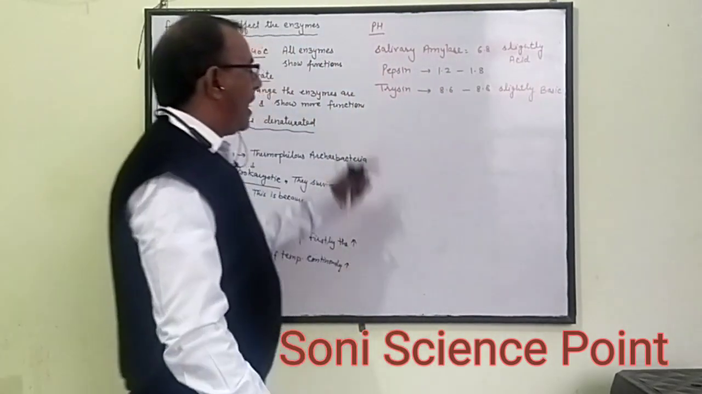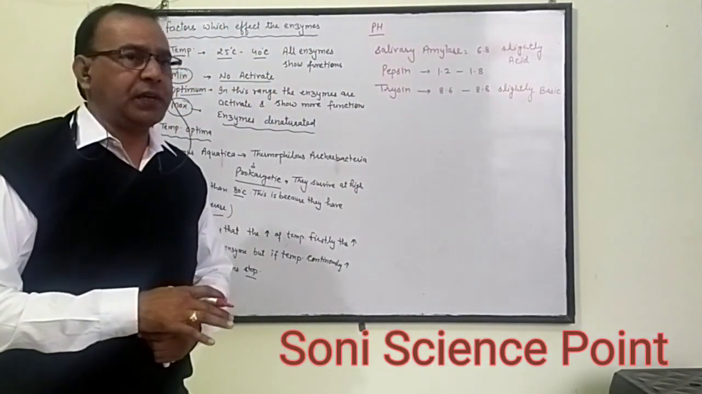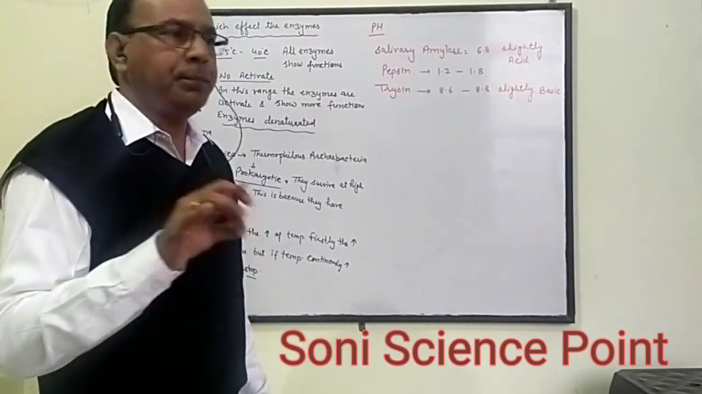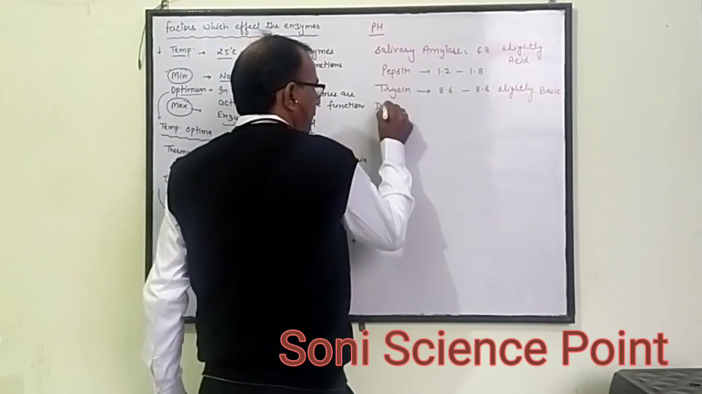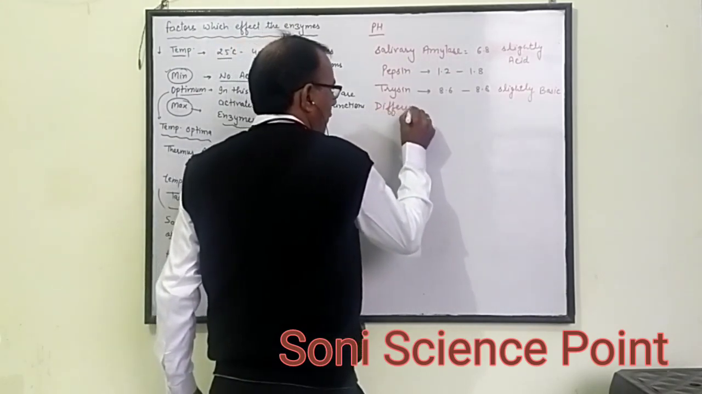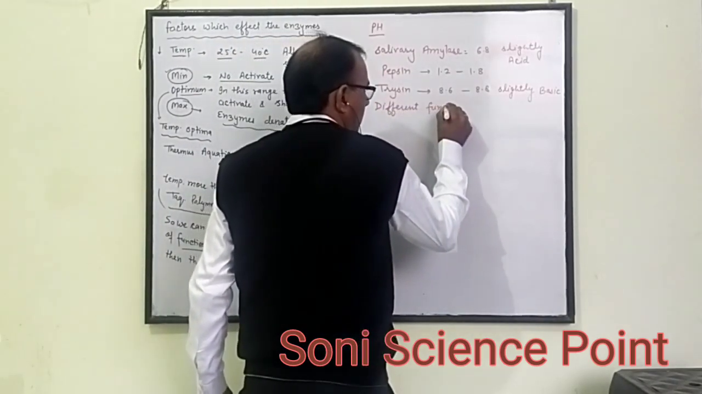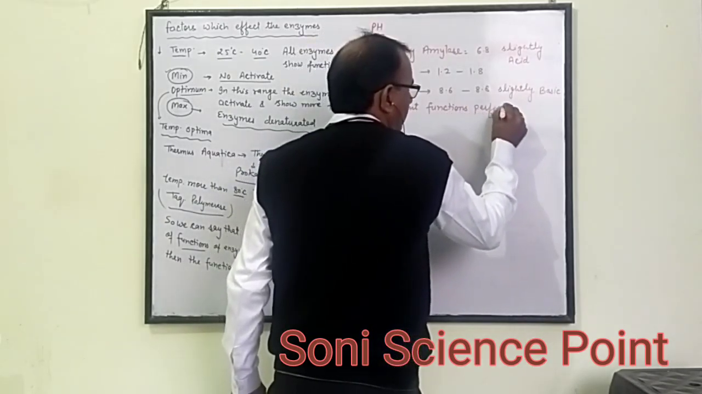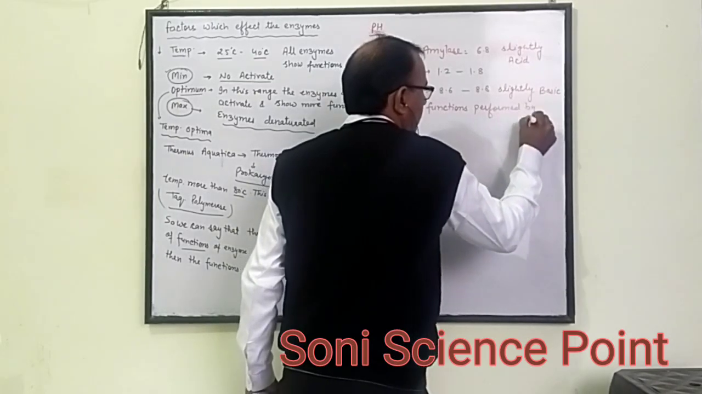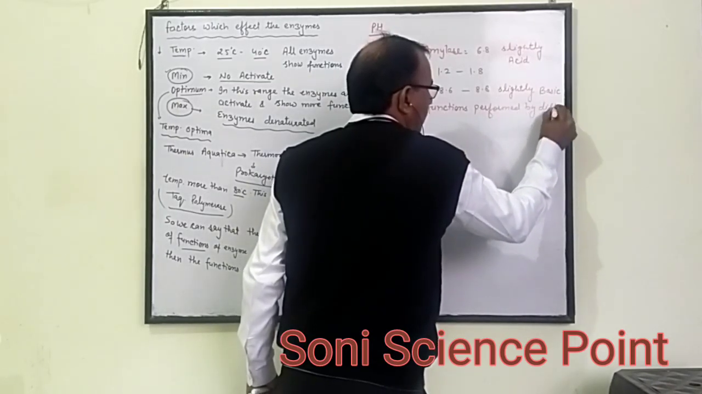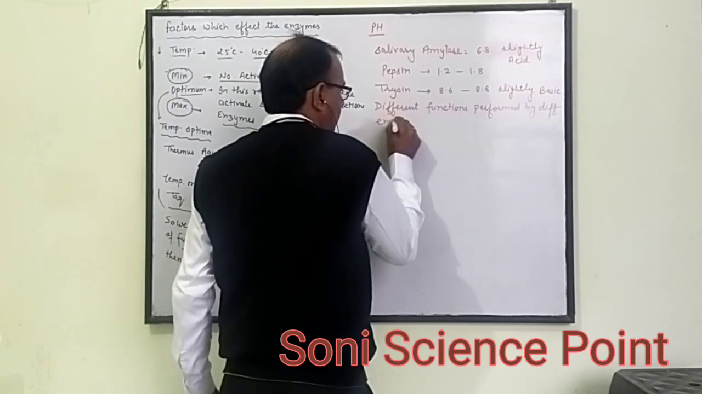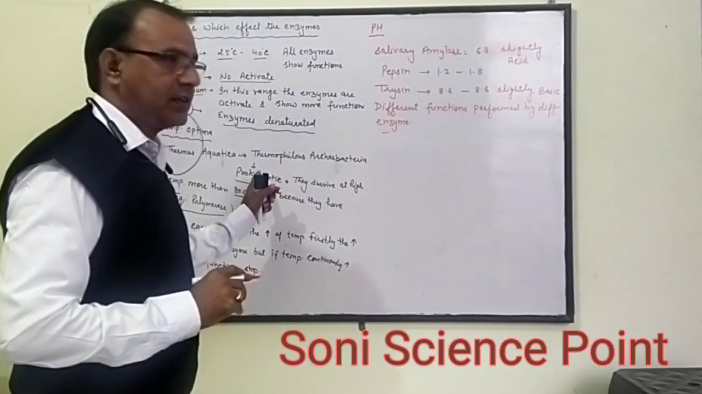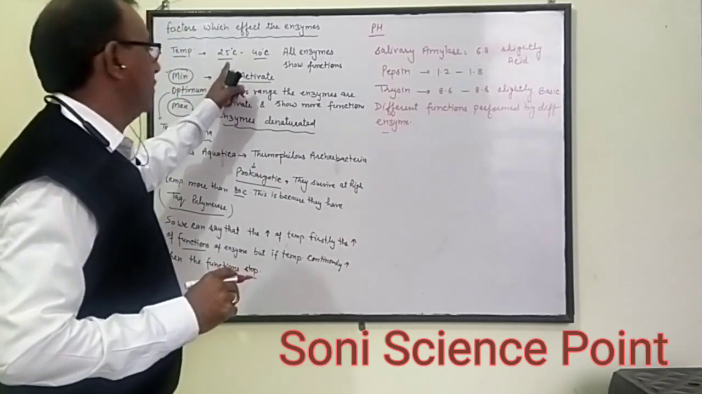So on behalf of this different range of pH, we can say that different enzymes show function at different pH. Different functions are performed by different enzymes. It means the pH range is different for different enzymes, but in temperature, all enzymes may function within the same range.